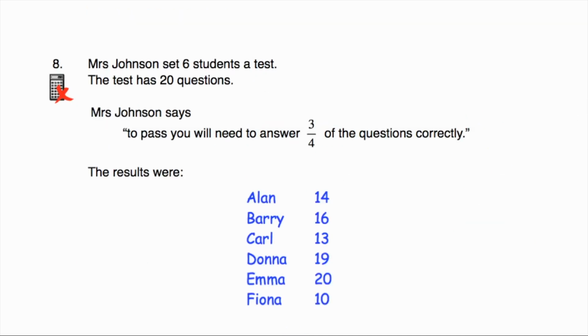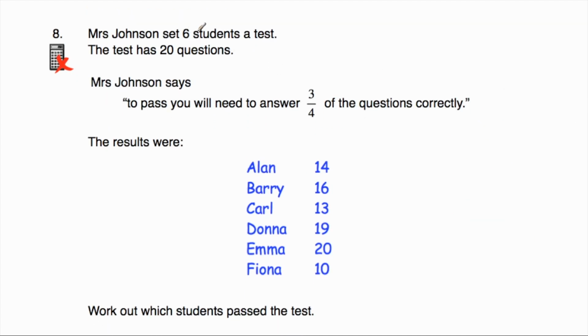Okay, let's have a look at our next question. So question number 8. Question number 8 says, Mrs. Johnson set 6 students a test. So she's given 6 students a test, and the test has got 20 questions. And Mrs. Johnson says to pass, you'll need to answer 3/4 of the questions correctly. And the results were, and we've got the results for each of the students in the class, and we've been asked to work out which students passed the test. So Mrs. Johnson said you need to answer 3/4 of the questions correctly.